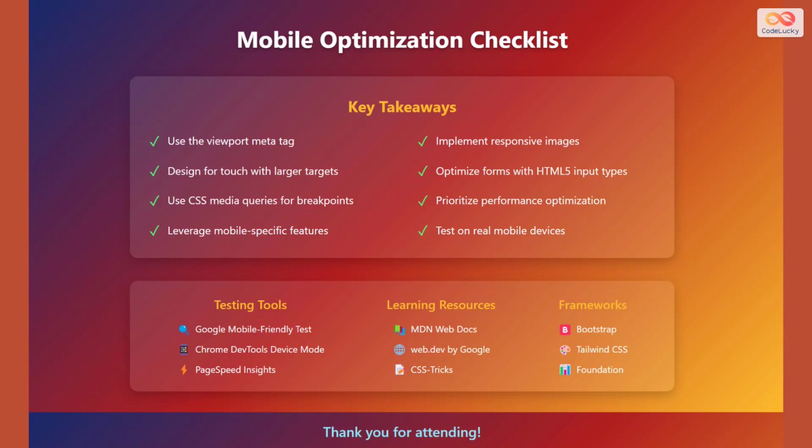To wrap up, here's a mobile optimization checklist to guide you. Use the Viewport Meta Tag, implement responsive images, design for touch with larger targets, optimize forms with HTML5 input types, use CSS Media Queries for breakpoints, prioritize performance optimization, leverage mobile-specific features, and test on real mobile devices. There are also many testing tools, learning resources, and frameworks available that can help with mobile optimization.